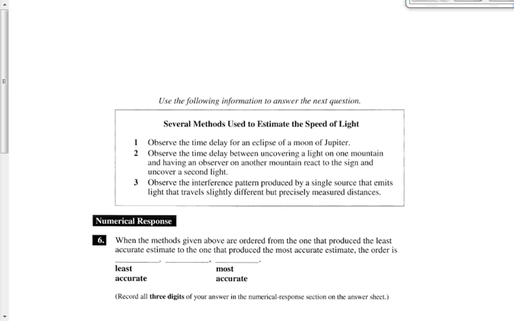Speed of light. Here's some things you've got to read through and see which one is the best way to measure the speed of light. Observe the time delay for an eclipse of a moon of Jupiter. What? Observe the time delay between uncovering a light on one mountain and having an observer on another mountain. That was Galileo's experiment, right? And this was terrible.